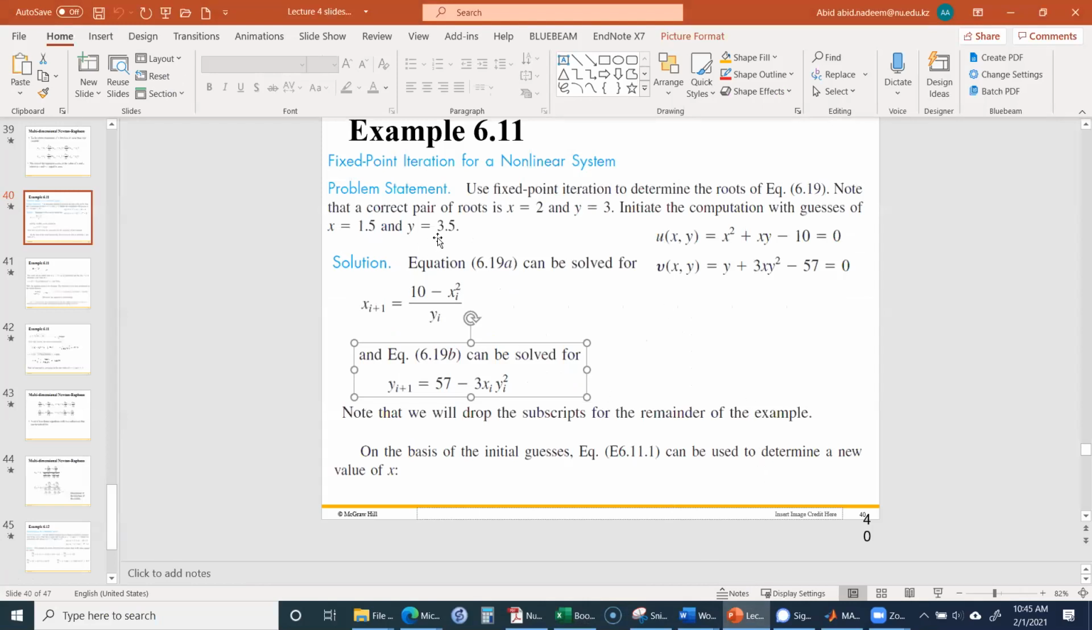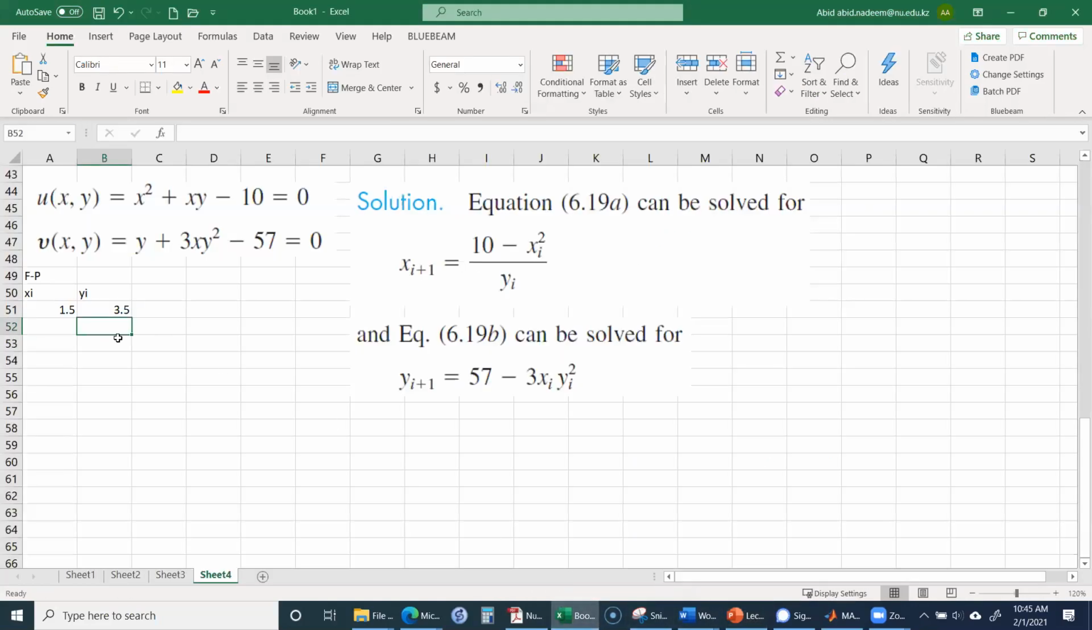Yeah, x is equal to 1.5, y is equal to 3.5, these are the starting values. So now the next value of x I will get from 10 minus x times y_i. So x_i is equal to 10 minus x squared divided by y_i. So this is the modified value of x_i.